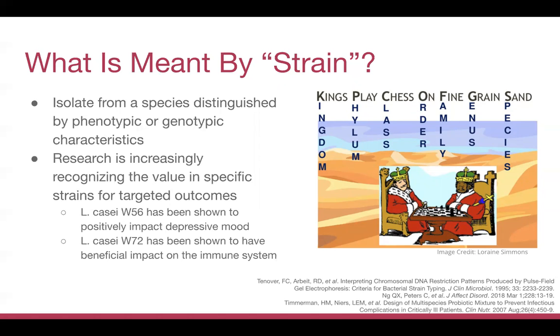You will notice that within this taxonomy, there's no strain listed. So what is a strain? A strain is isolated from a species and is isolated based on genotypic and/or phenotypic characteristics. Specific strains are then tested for targeted outcomes. And so what do we mean by targeted outcomes? You can see the example here. So L. casei W56 has been shown to have a positive impact on depressive mood. However, W72 has been shown to have a beneficial impact on the immune system and no impact on depression.